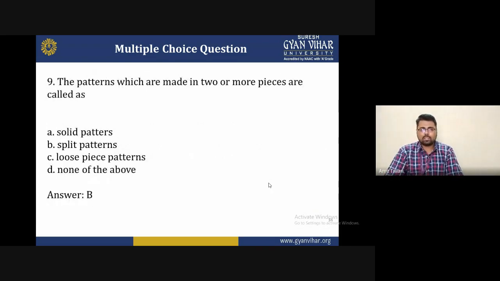Ninth: the pattern which is made in two or more pieces is called. The options are A, solid pattern; B, split pattern; C, loose piece pattern; and D is none of the above. So the correct answer of this question is B, that is split pattern. The pattern which is made in two or more pieces is called a split pattern.